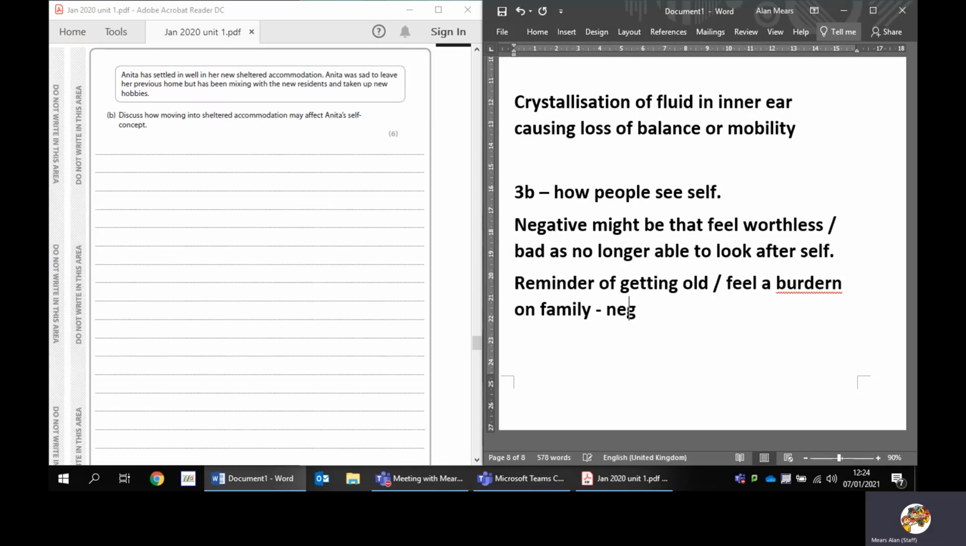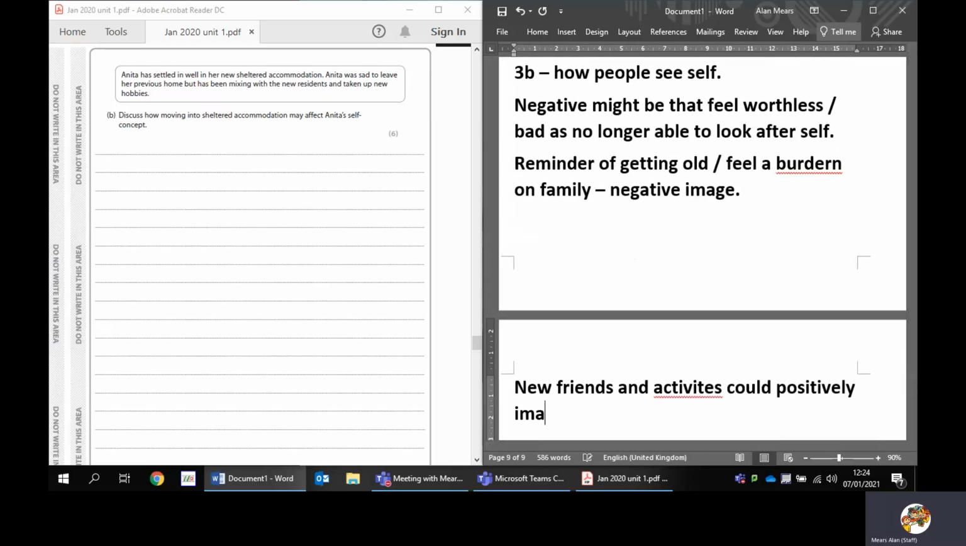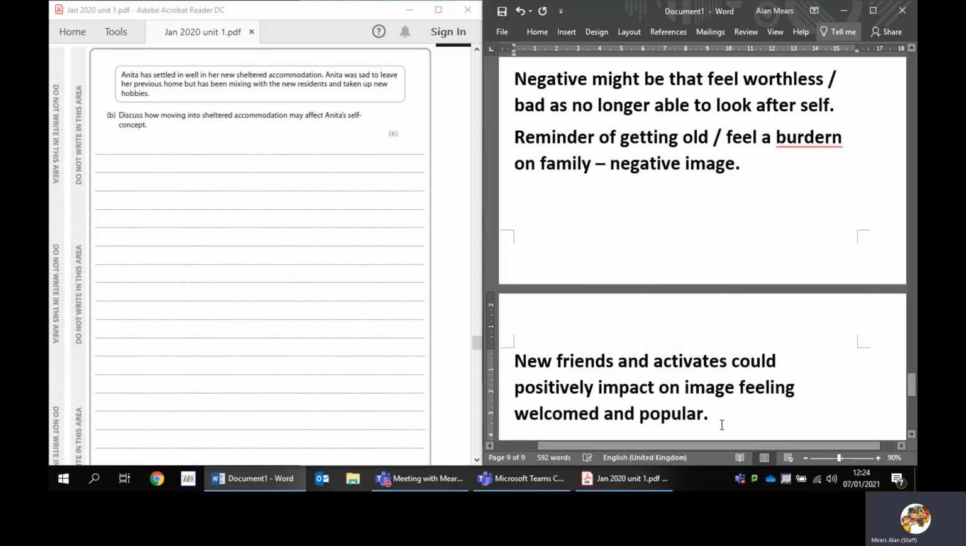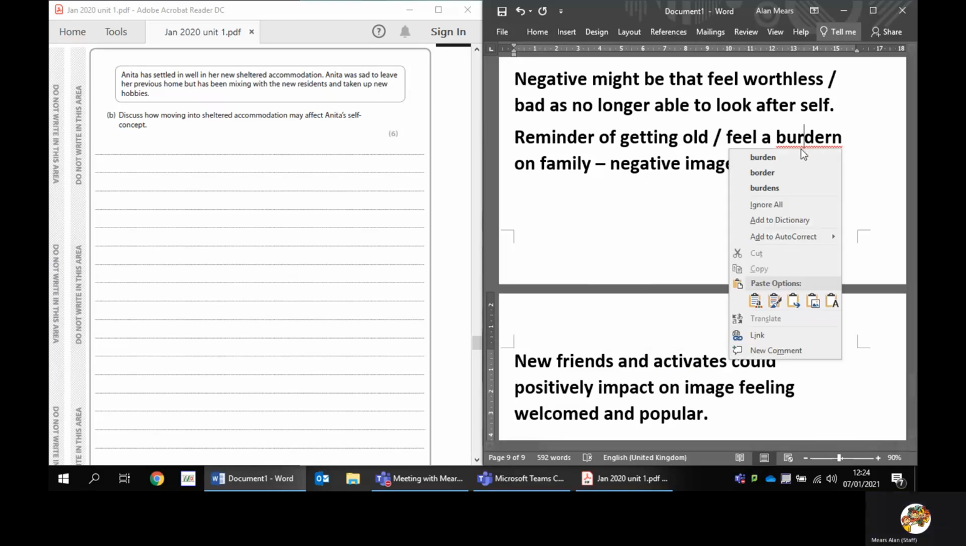So again, negative image. However, new friends and activities could positively impact self-image, feeling welcomed and popular. So again, ultimately it's how they might feel about their self-concept. So being able to complete new activities, making new friends, that could be positive for their self-image.